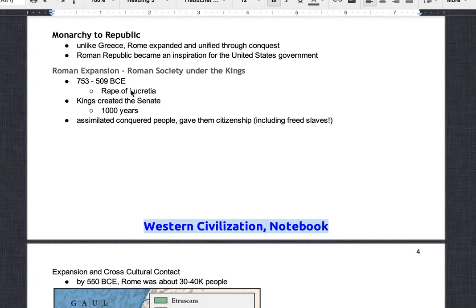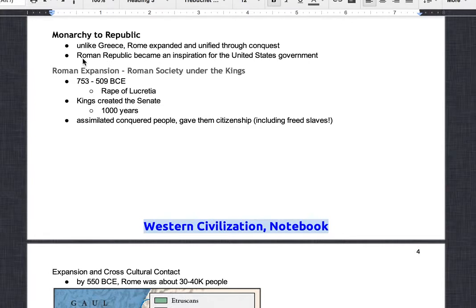One of the things we want to keep in mind is that Rome, even though this Roman expansion was occurring at the same time as the age of the Greek city-state, was very much unlike Greece in that Rome sought to expand and unify through conquest. The Greek city-states never really unified. As we know, they sometimes came together against common foes, but they largely stayed a collection of distinct city-states, whereas the Roman Republic came to resemble a large unified political system. So that's a distinction between Greece and Rome.